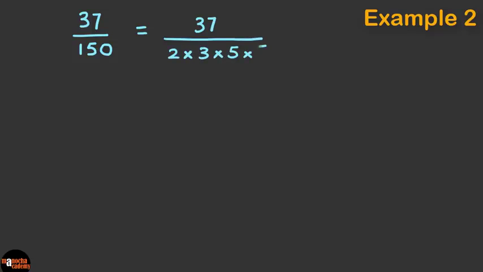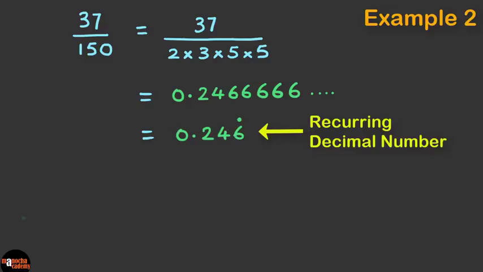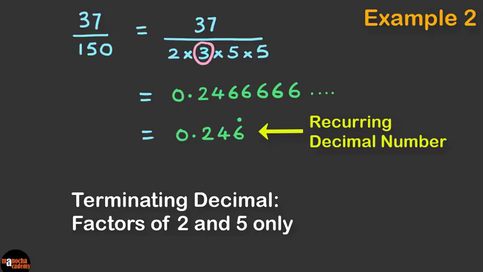But if we take 37 by 150, what are the factors of the denominator? They are 2 into 3 into 5 into 5. And if you divide, we get 0.24666 and so on. So this is a recurring decimal number. And why is that? Because if you carefully look at the factors in the denominator, you can see that there's a 3 there. For it to be a terminating decimal number, you need factors of 2 and 5 only.